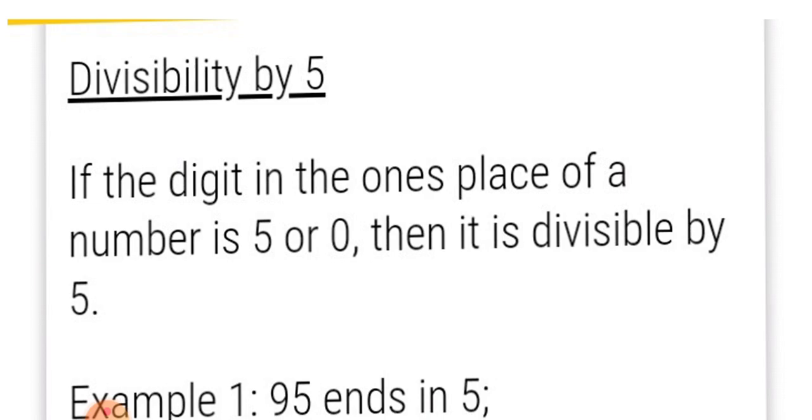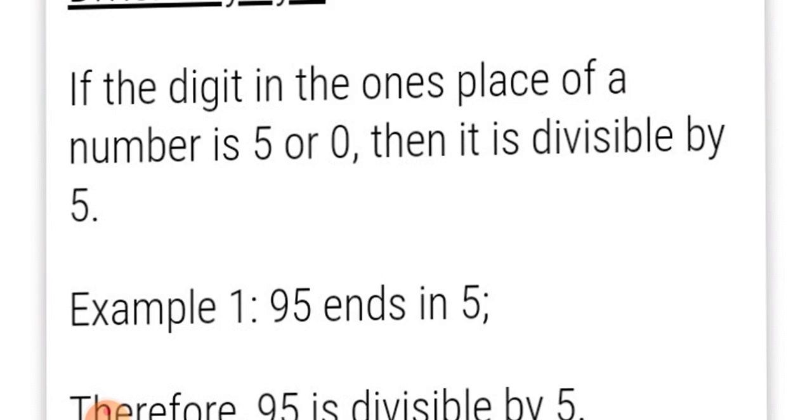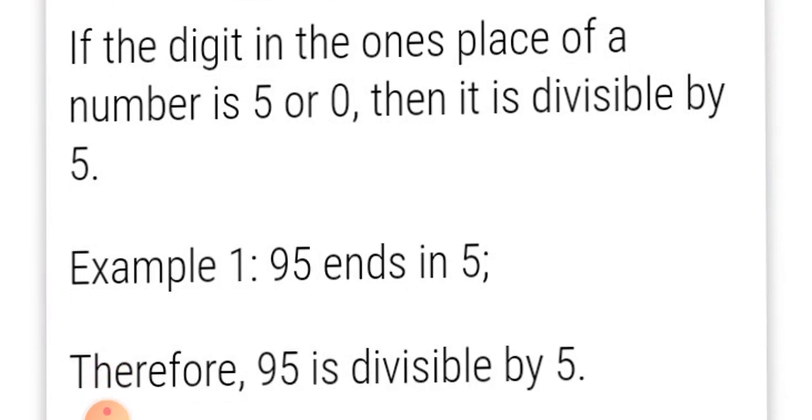If the digit in the ones place of a number is 5 or 0, then it is divisible by 5. It's very simple. That is, if the ones place digit is 5 or 0, then that number will be divisible by 5. So, for example, look at the number 95. 95 ends in 5, doesn't it? Therefore, 95 is divisible by 5. If I take the number 90, it ends in 0, doesn't it? So that number is also divisible by 5.